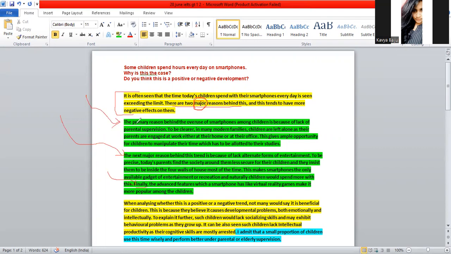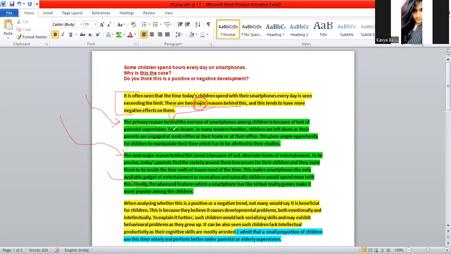Let's go with the primary reason. So the connection is there from the introduction paragraph to the first paragraph. The primary reason behind the overuse of smartphones among children is the lack of parental supervision. When you analyze why children use mobile phones in excess, it is because parents are not supervising them properly.